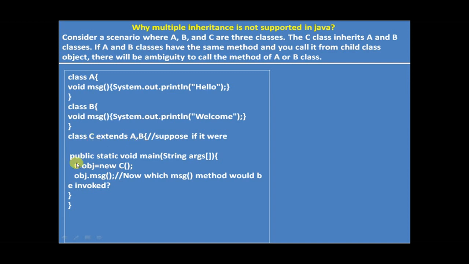Now if you create a C class object and call the message method, it is confused about which class's message method should be called, either the A class message method or the B class message method. That is why it throws the error. Which method would be invoked? So the output will be a compile time error. Let me show you on the Eclipse IDE.